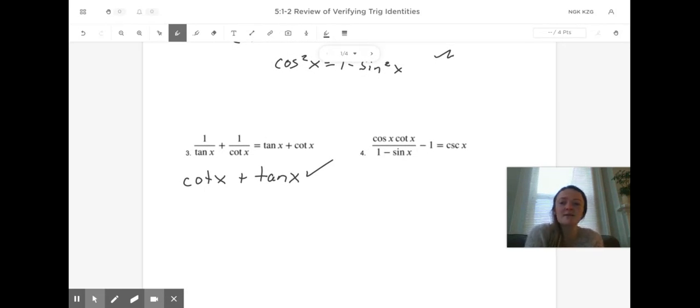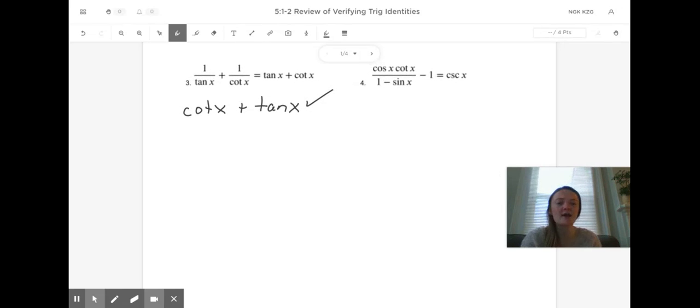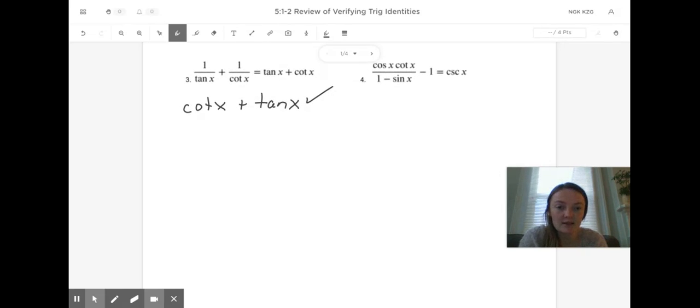Number 3, basically I have tangent of x, 1 over tangent x plus 1 over cotangent x. 1 over tangent of x is cotangent x, that's a reciprocal identity. And 1 over cotangent of x is tangent of x. So let's go ahead and try something a little bit different.